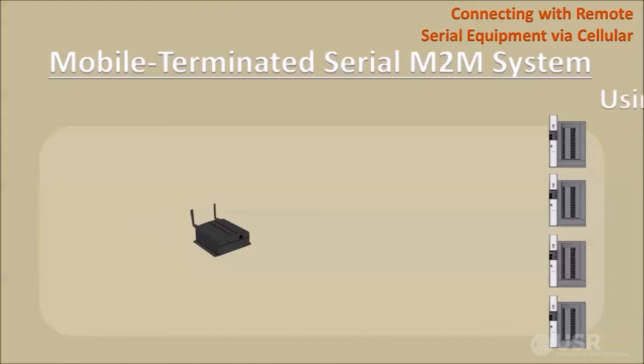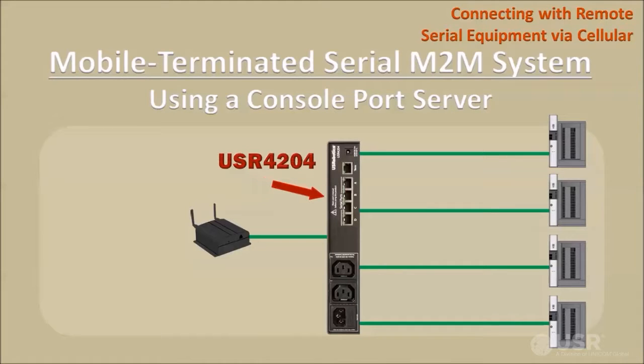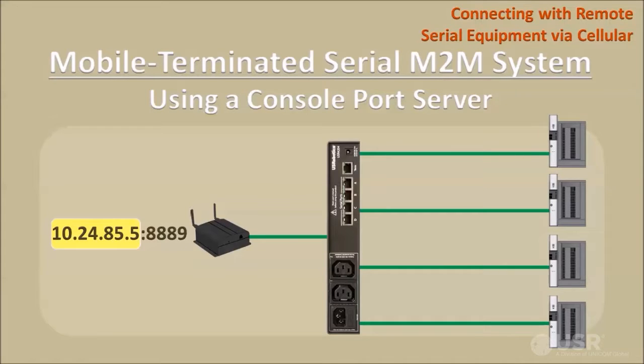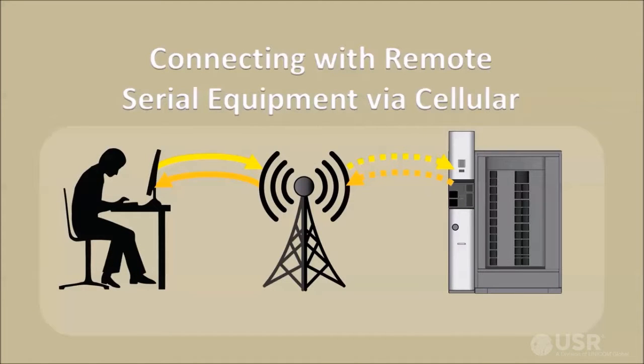With the other approach, the target units share a single cellular gateway by using a console port server, such as the USR 4204. The gateway is identified with a single IP address and port number. The gateway has a serial connection to the console port server, and the console port server has a serial connection to each target unit. Then the console port server allows the operator to select any target unit. The benefit of this approach is the lower monthly cost of just one cellular data plan. That's how a serial M2M system over cellular works.